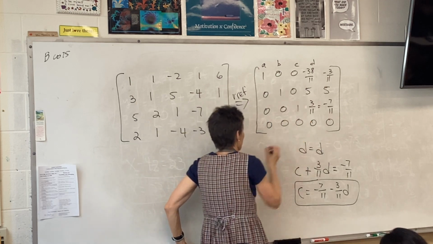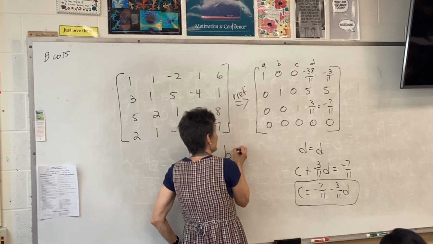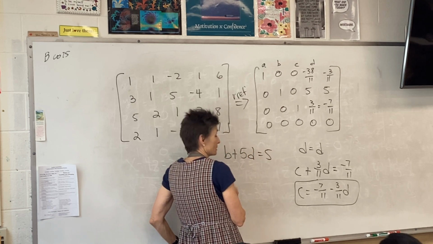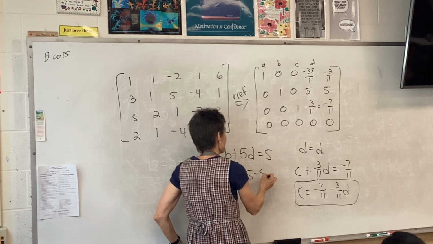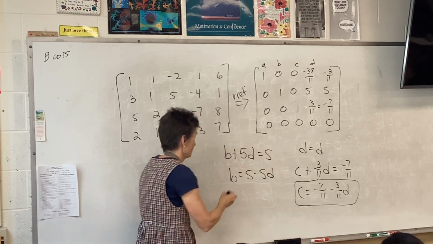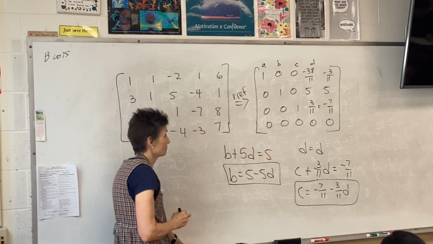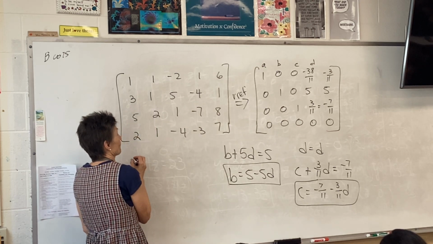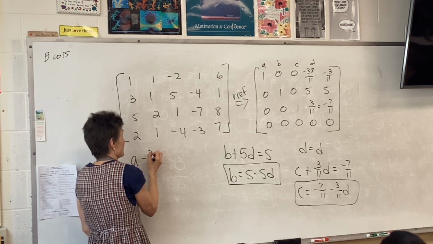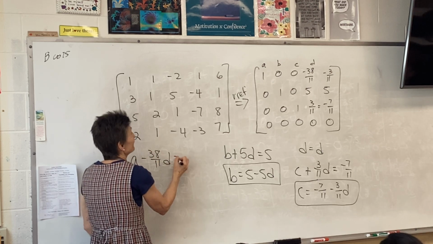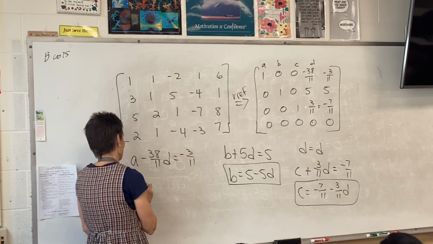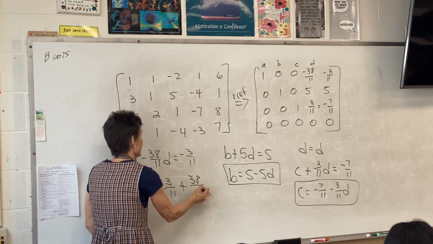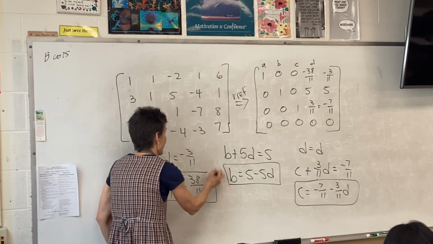What's our second row say? B plus 5D equals 5. So B equals 5 minus 5D. And top row, A minus 38/11 D equals negative 3/11. Beautiful, so negative 3/11 plus 38/11 D is my A.